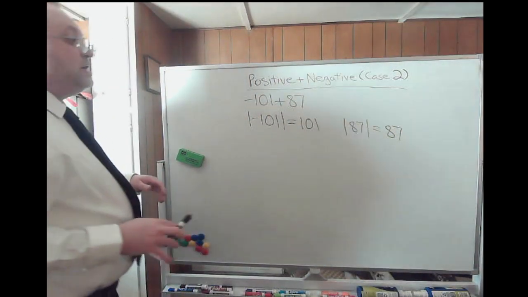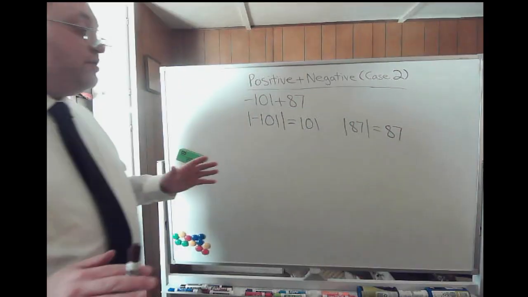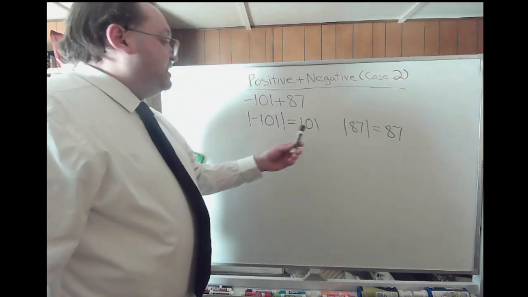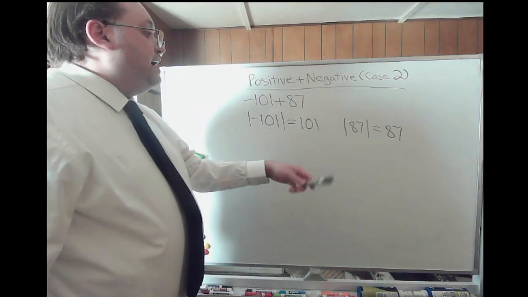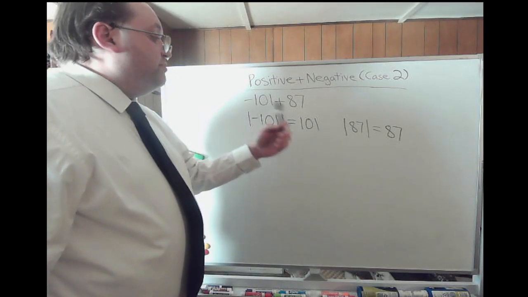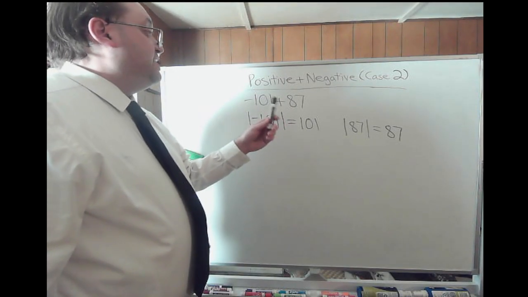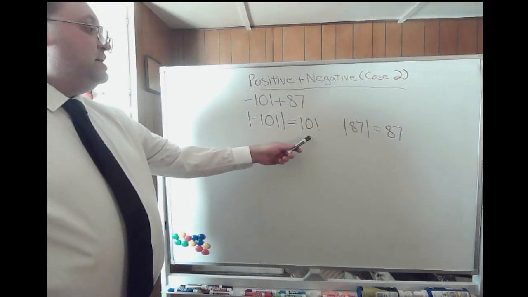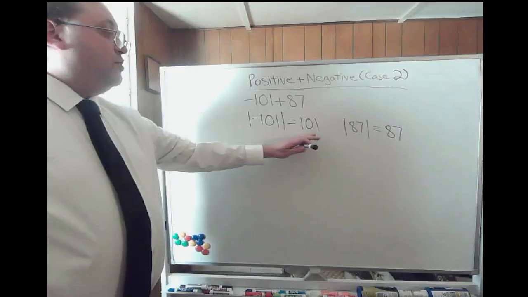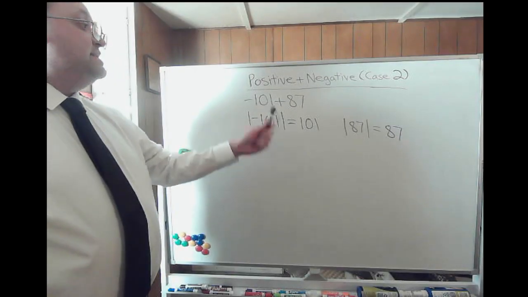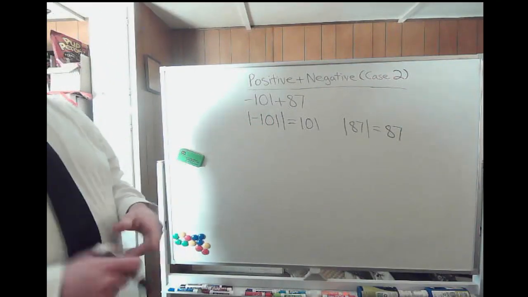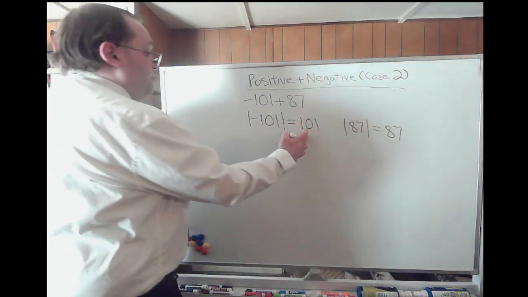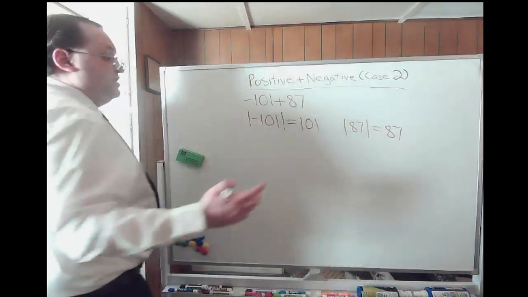Now, look at the absolute value of your two terms. If the absolute value of the bigger number in the original equation is negative, as it is in this case, the absolute value of the term 101, the greater number, is negative, you're going to get a negative result if the bigger term's absolute value is negative in the original equation.